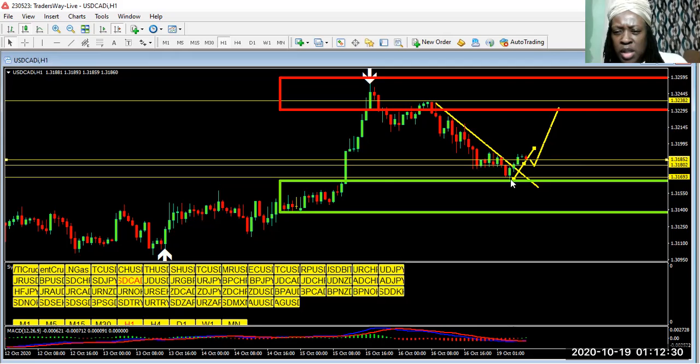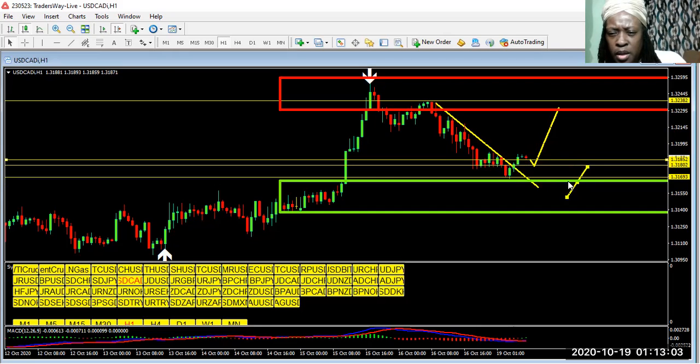So this pair may already be rallying back up into this zone. This is where I'm expecting it to come back up into the zone and then drop back down. So this is the expectation. Okay, so one or two things. It already broke structure right here, right? It retests. It looks like it's retesting now.